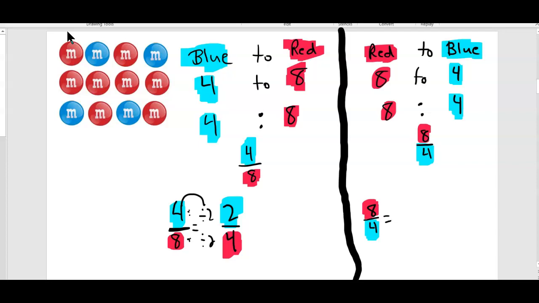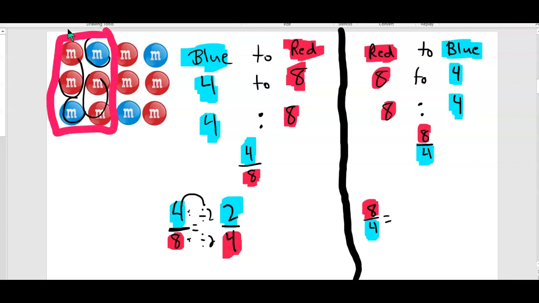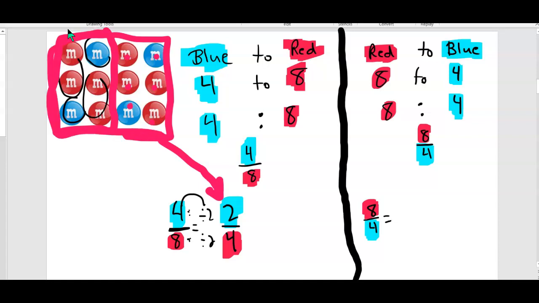2 blue. Here's a blue, here's a blue. 1, 2, 3, 4. Aha! I think we can do that. So if I go like this, that's 2 blue, 4 red. Oh, look at this. 2 blue and 4 red. 1, 2, 3, 4. So that works. This is a legitimate way to represent the ratio of the M&Ms.